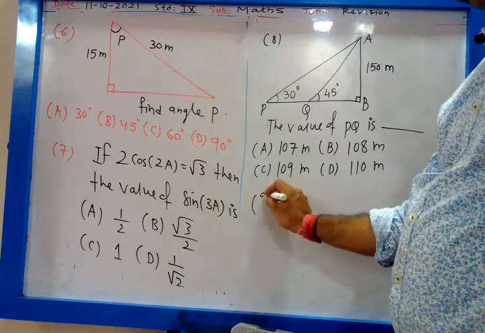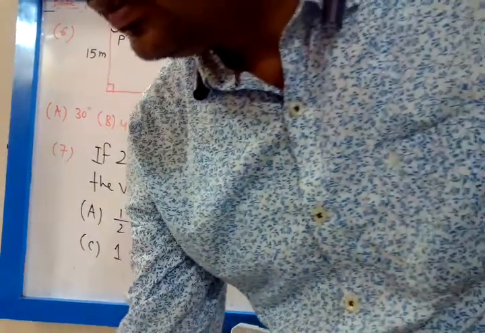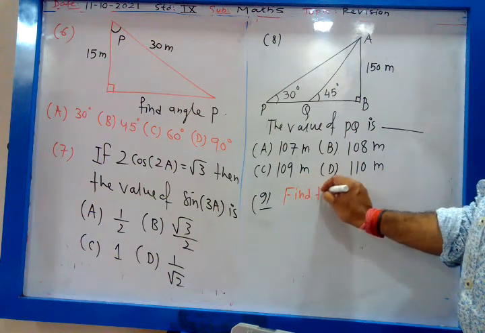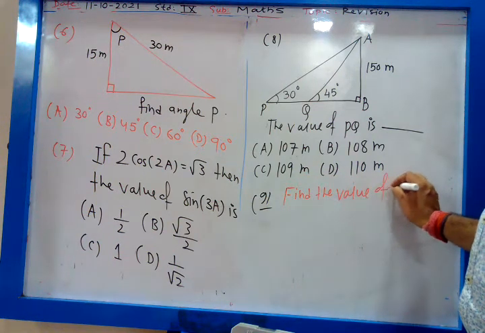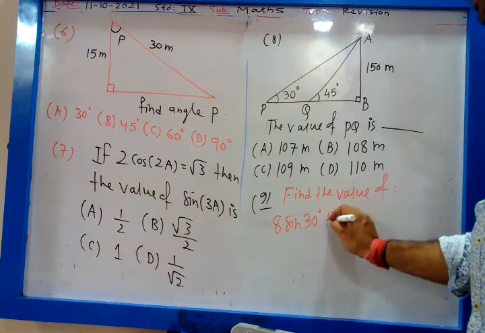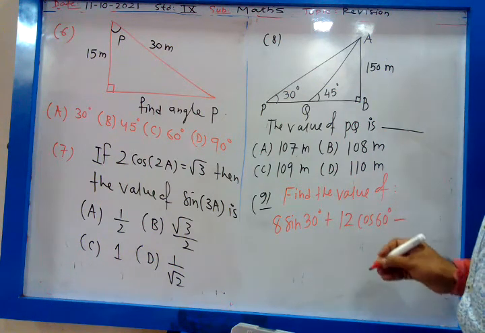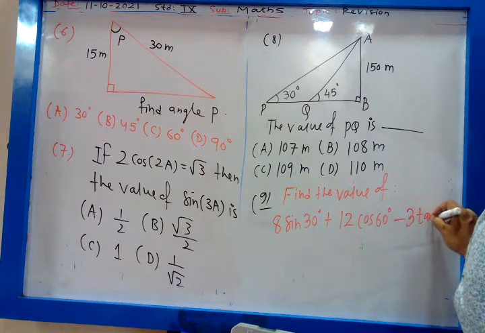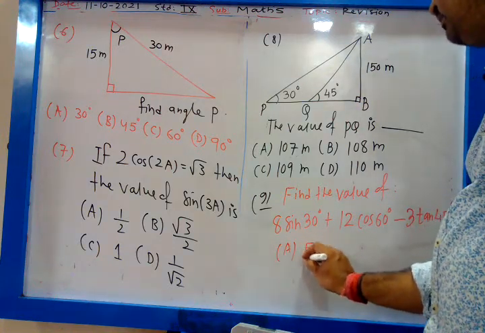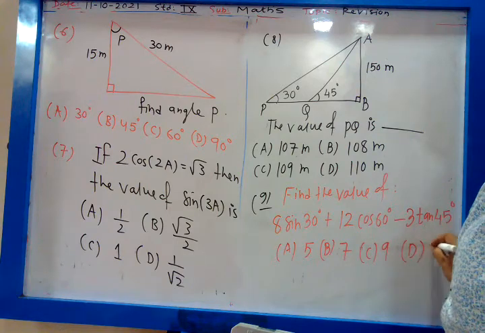The ninth one. Find the value of 8 sin 30 degree plus 12 cos 60 degree minus 3 tan 45 degree. Option A 5, B 7, C 9 and D is 70.